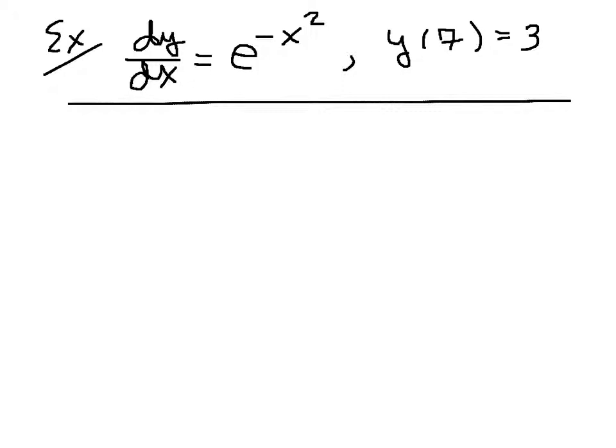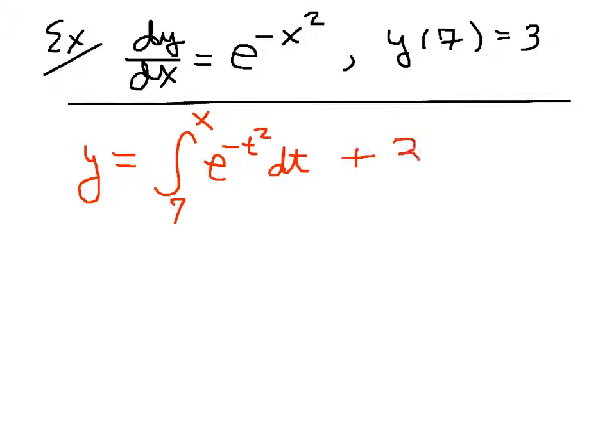And here's the cool way that we have of approaching this problem. What we do is we can simply say, without really any calculus at all, that y is equal to the integral from 7 to x of e to the minus t squared dt plus 3.